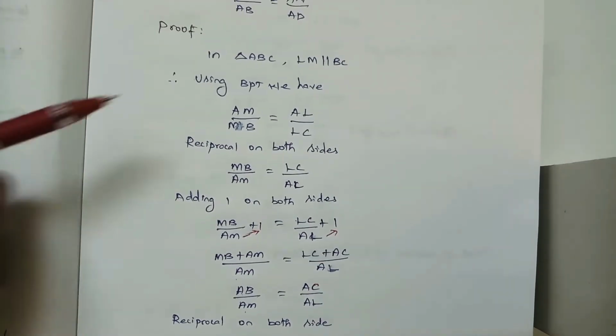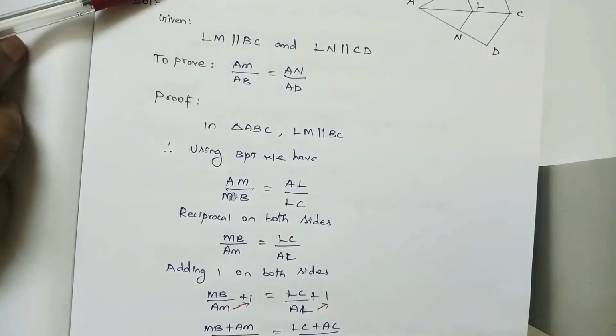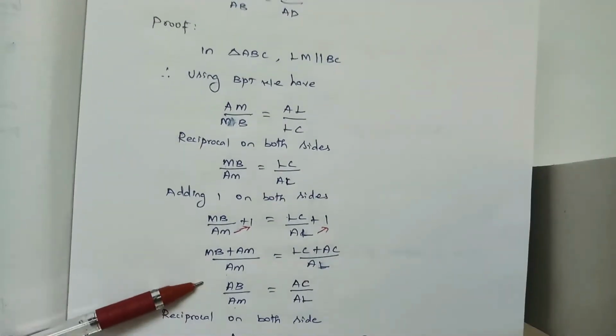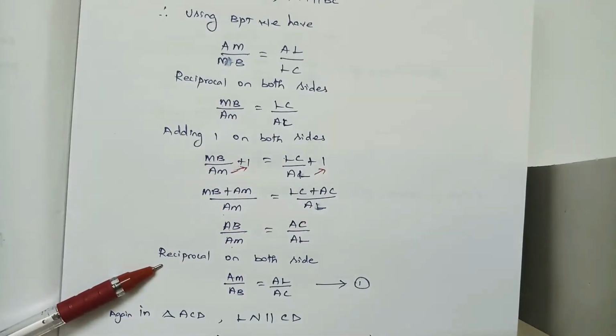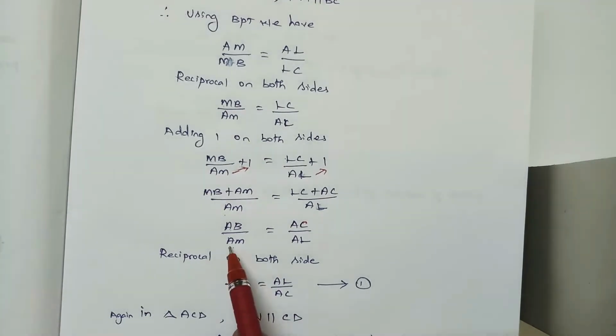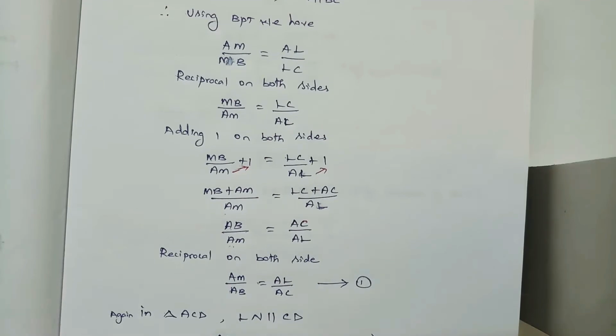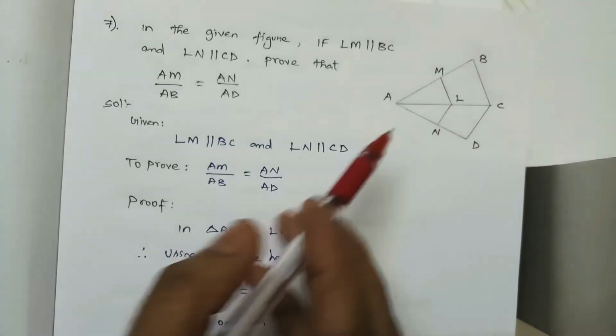See, in the proof what we are having is AM by AB, but here we are having AB by AM. So once again I am reciprocating on both sides, so it will become AM by AB is equal to AL by AC. Take it as equation number 1, right? Again I am doing the same process, now I am going to take the second triangle.